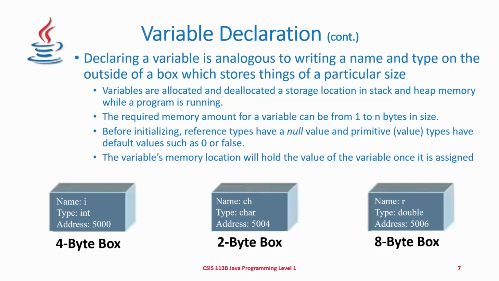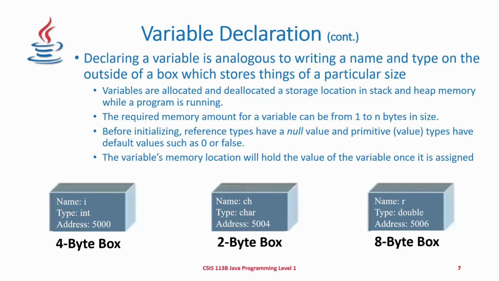So variables are allocated and deallocated a storage location, either the stack or the heap memory, while the program is running. Most modern-day programming languages will take care of the deallocation for you. It's called garbage collection. So if we reserve space in memory, once we're done using a particular variable, if the program detects that, it will actually free up that space for us. The required memory amount for a variable can be anywhere from 1 to any number of bytes in size, depending on its type. And before initializing, in other words, assigning a variable, reference types will have a null value.